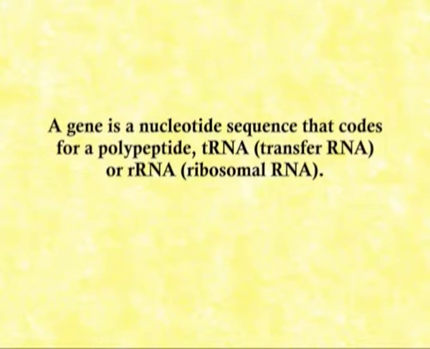Genetic information is contained in the nucleotide sequence of the DNA. So a gene is a nucleotide sequence that codes for a polypeptide, tRNA, which is the transfer RNA, or rRNA, which is the ribosomal RNA. A particular organism may possess alternate forms of some genes. Such alternate forms of genes are referred to as alleles.